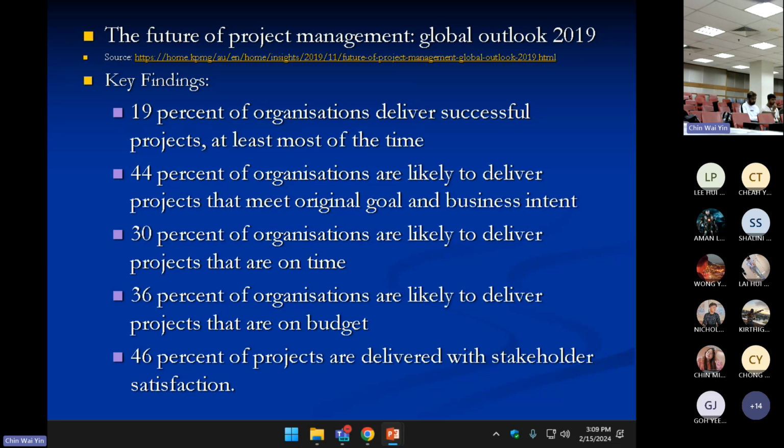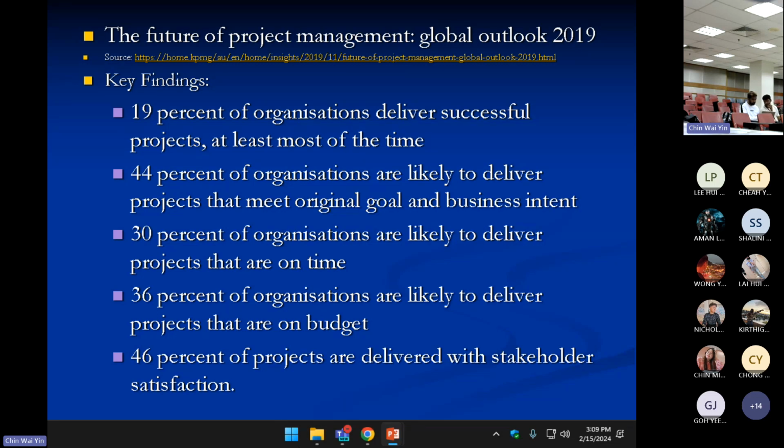30% of organizations are likely to deliver projects on time. It means 70% are not on time. 36% of organizations are likely to deliver projects that are on budget, which means 64% are not within the budget. So if you look at these statistics, this is taken from a study. If you look at all the statistics, you can see how important project management is.